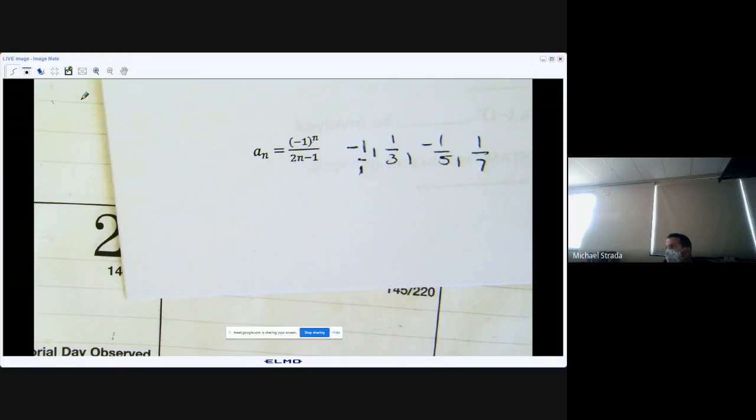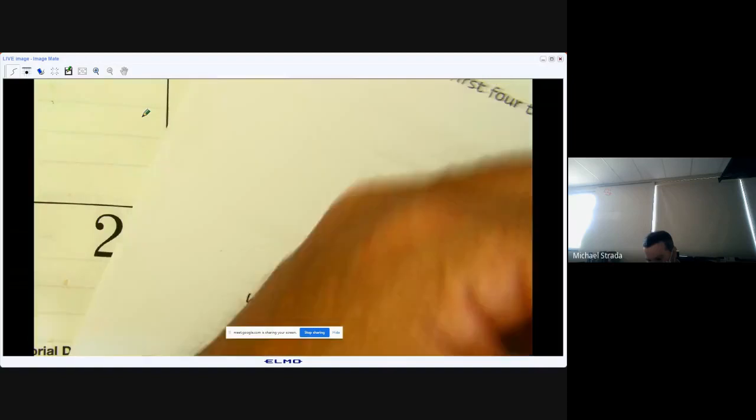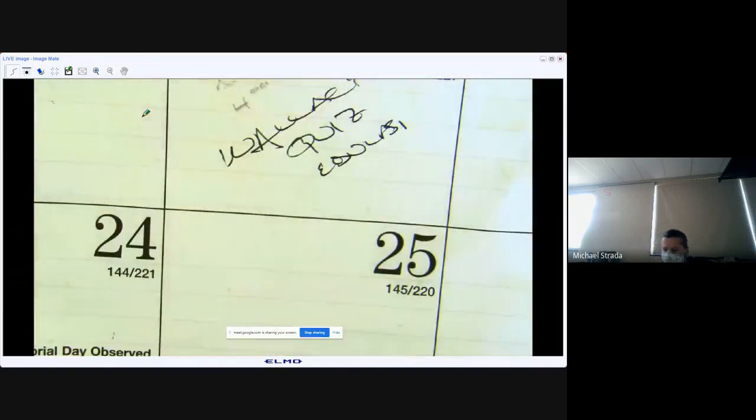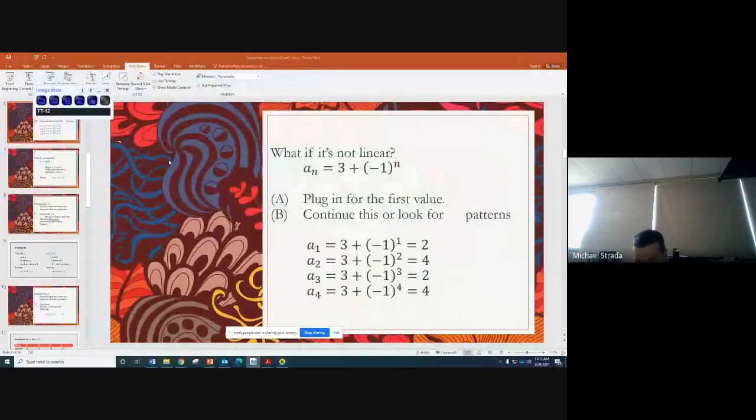Good? All right. Next up. Given the first 2 terms of a sequence, find the expression.